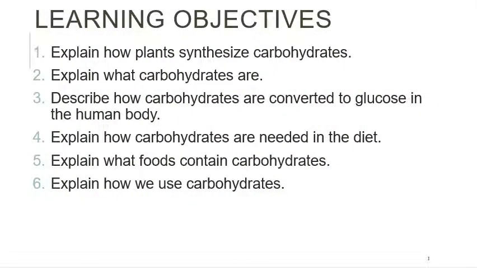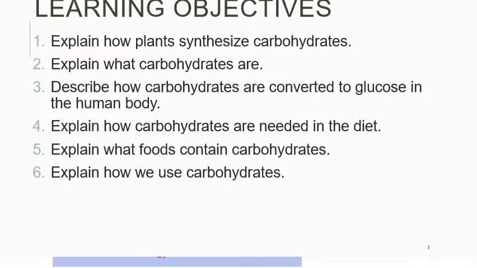Learning objectives. 1. Explain how plants synthesize carbohydrates. 2. Explain what carbohydrates are. 3. Describe how carbohydrates are converted to glucose in the human body. 4. Explain how carbohydrates are needed in the diet. 5. Explain what foods contain carbohydrates. 6. Explain how we use carbohydrates.